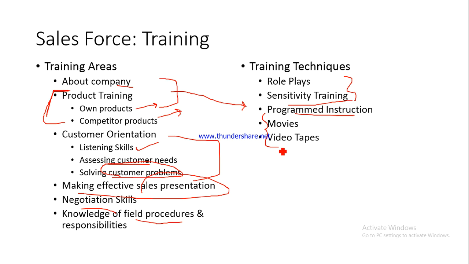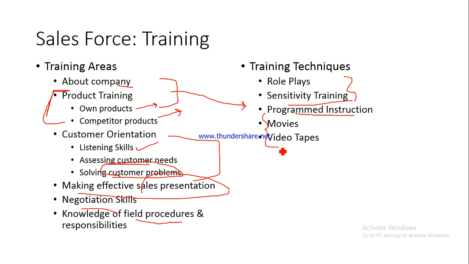I'll give an example of Rocket Singh, Salesman of the Year. In many sales organizations, this particular movie is shown to the budding salespersons, to the newly recruited salespersons, so that they can understand what all qualities should be there in a salesperson, and so that they are able to imbibe those qualities and become a good salesperson. So these are some of the training techniques which can be used.